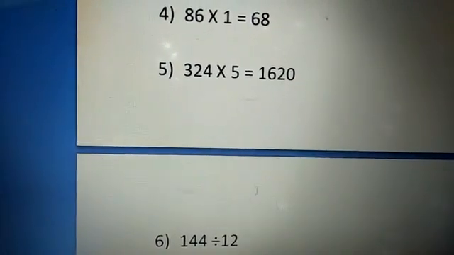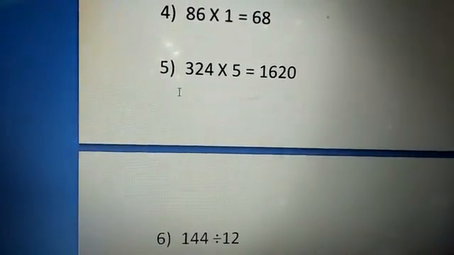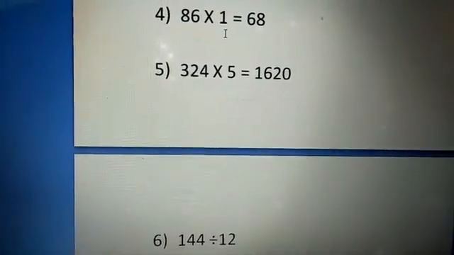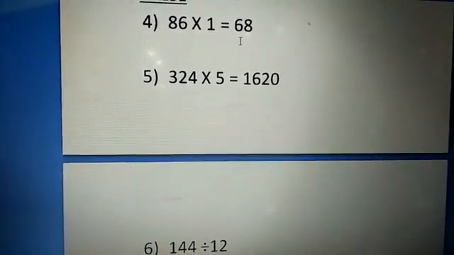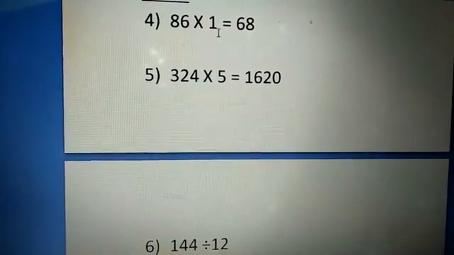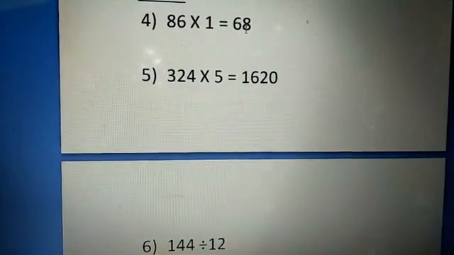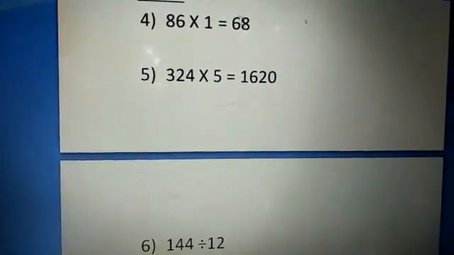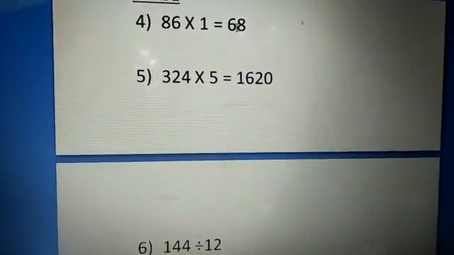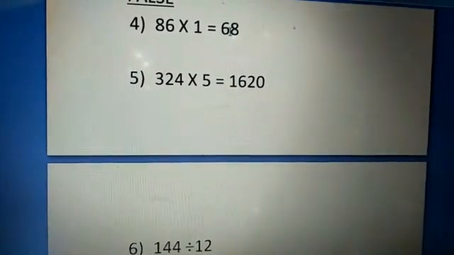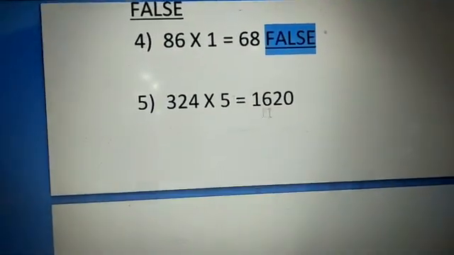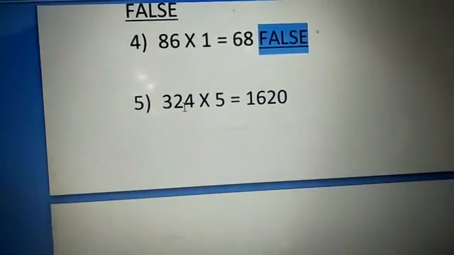The fourth one, 86 multiplied by 1, we get 68 given. Is this correct? Any number multiplied by 1, we get the same number, but here it is written wrongly. So this is not true. False.